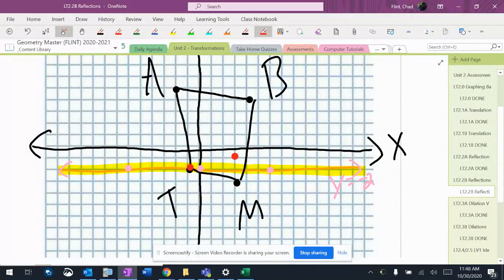T actually sits in the same spot because it's on the yellow line. So if you think about it in terms of a number, it's 0 away from the yellow line. So it needs to move 0 away from the yellow line, so it doesn't move at all. So it is possible that these points don't move.